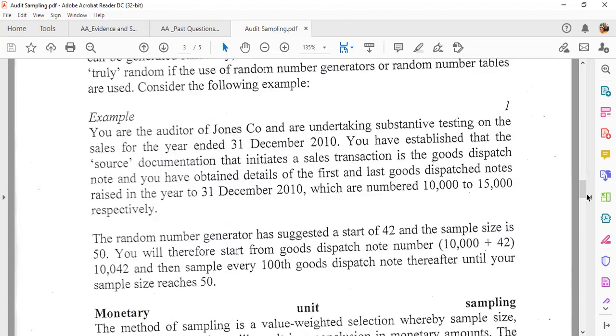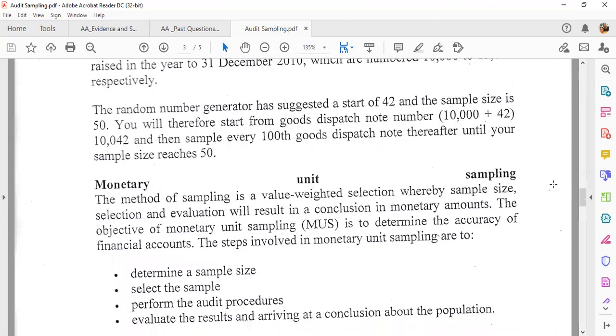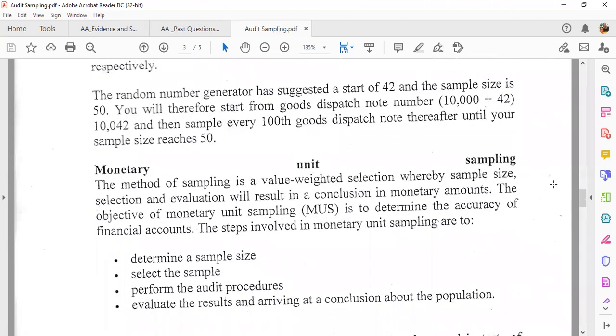And let me also explain another one for you, which is not in your pack as well. We have what we call monetary unit sampling. This method of sampling is value-weighted selection. Thereby, the sample selection and evaluation will result in a conclusion in monetary amount. These have to do with more monetary terms.